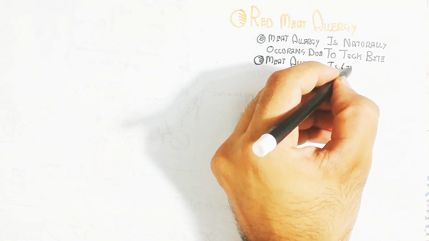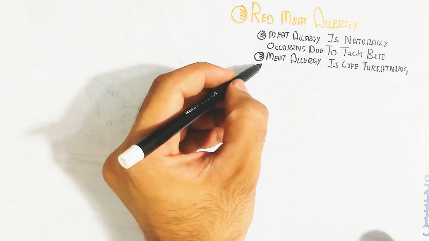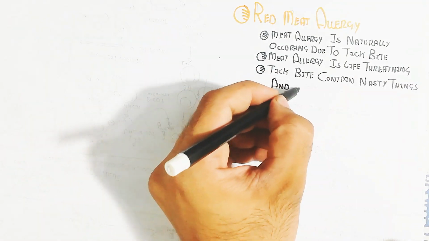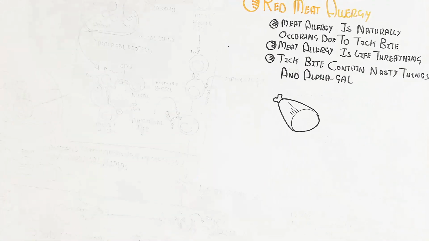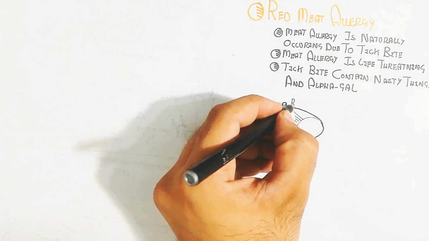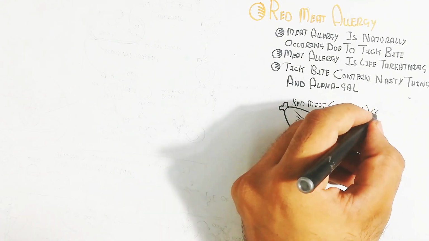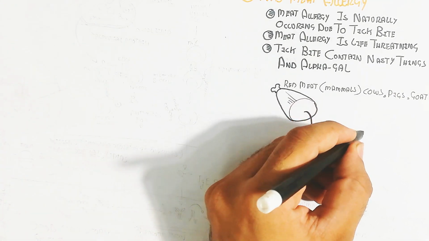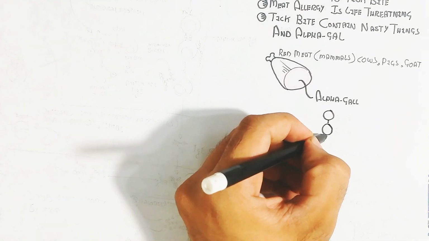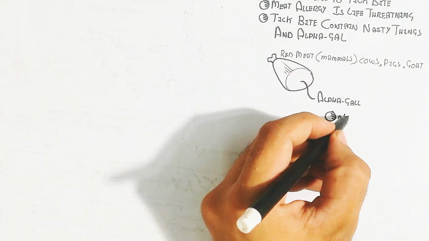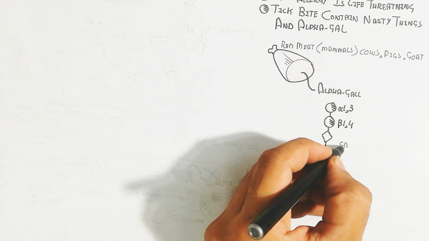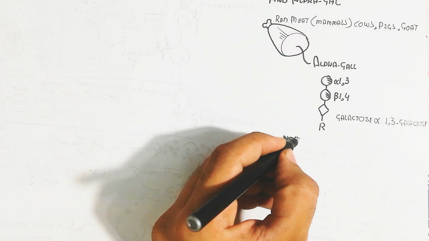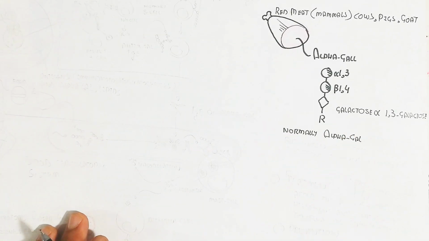Meat allergy is life-threatening and it is due to the tick bite, which contains nasty things and alpha gal. What is alpha gal? Basically, red meat from mammals like cows, pigs and goats contains alpha gal. Alpha gal is galactose-alpha-1,3-galactose. Normally alpha gal is non-harmful, so remember it is non-harmful, but when a tick bite occurs it causes an adaptive immune response. We will discuss that adaptive immune response in this video.